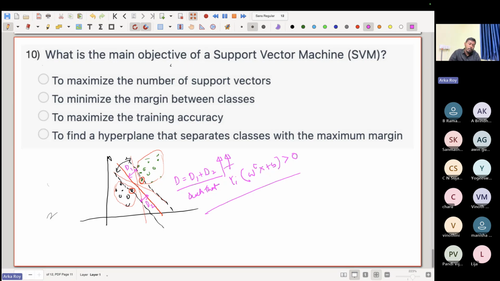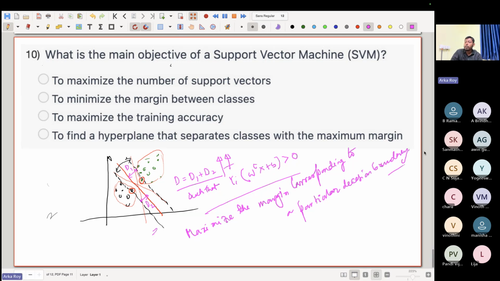So the main purpose of SVM is to maximize the margin corresponding to a particular decision boundary. You have infinite number of decision boundaries that you can put in this solution region, but you have to choose that particular line which gives you maximum margin for classification. That means your main target is to select the hyperplane that separates the classes and gives you maximum margin. That's it.